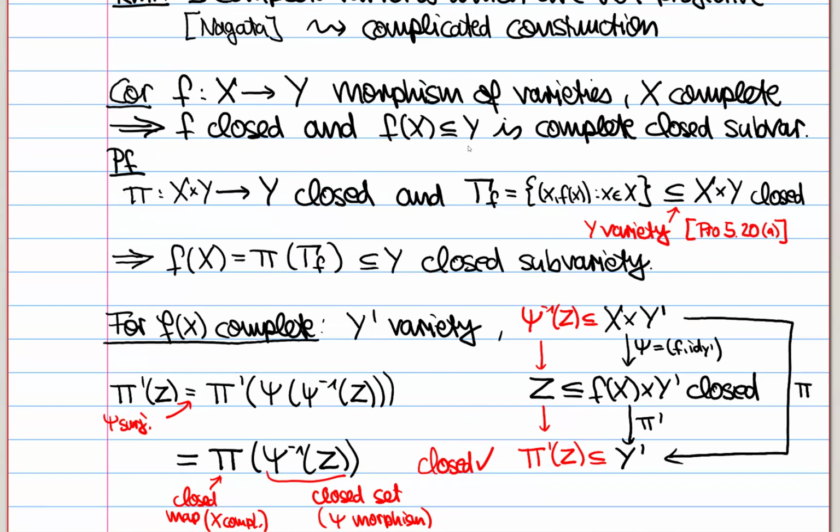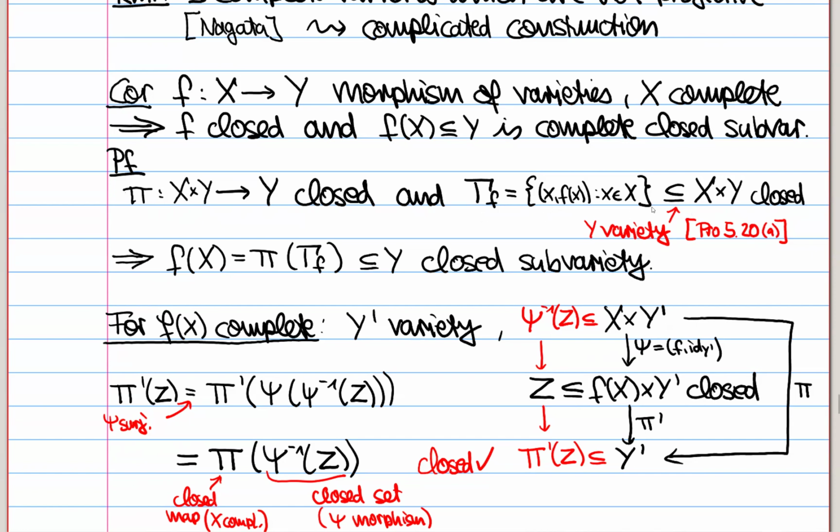Certainly, if you take the image of everything, this should be a closed set. For this, we observe that, by definition of X being complete, this projection map here is closed. Then the crucial thing to look at is the graph of F. If you recall, the graph of F was the set of (x, F(x)), where x is in X, and this is a subset of X cross Y. The property that Y is a variety, which we have seen in this proposition, actually shows that this is a closed subset. So it's important at this point that Y is a variety.